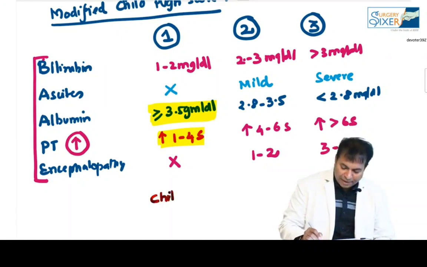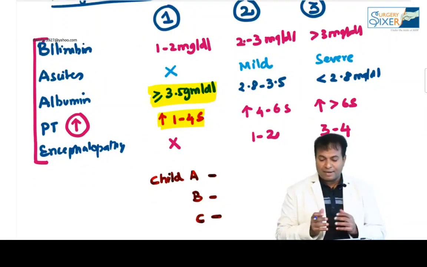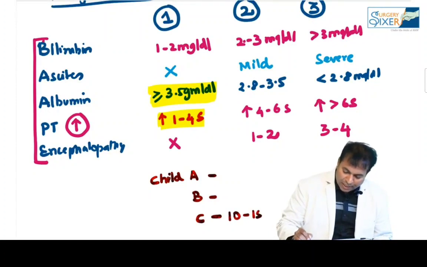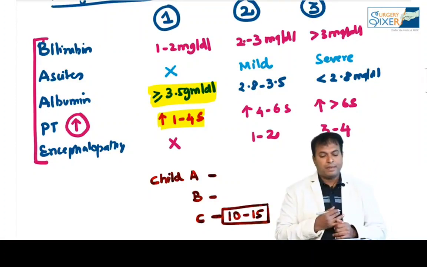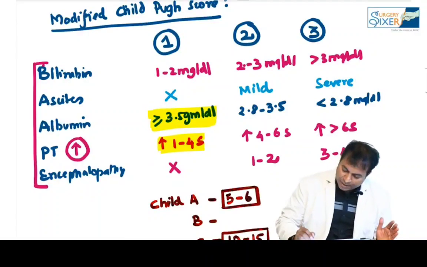And what is Child A? What is Child B? What is Child C? Which is the worst among the 3? Which child is very bad and very sick? So Child C is the very sick child. The score is 10 to 15 points. Child C will have 10 to 15 points. So in the modified Child-Pugh score, the maximum score is 15 and the minimum score is 5. So 5 to 6 is known as A, and 7 to 9 is known as B.